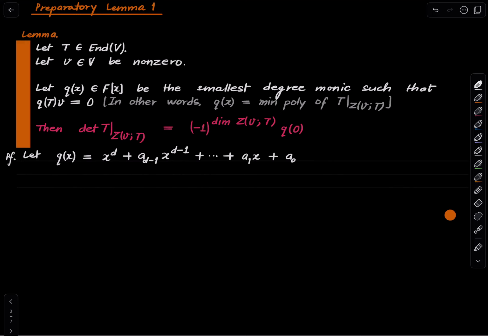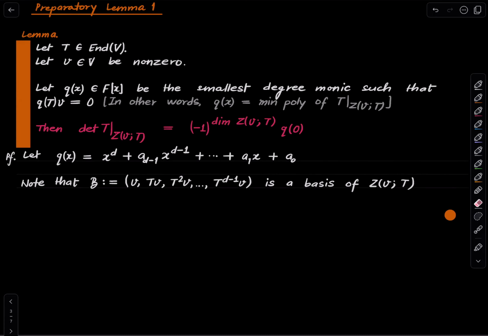So that is, let's say, qx. And now note that, or we know that, this list is a basis of this cyclic subspace. Again, make sure that this point is clear.